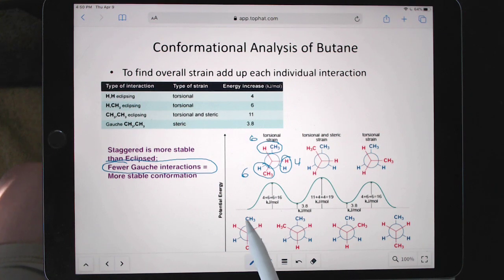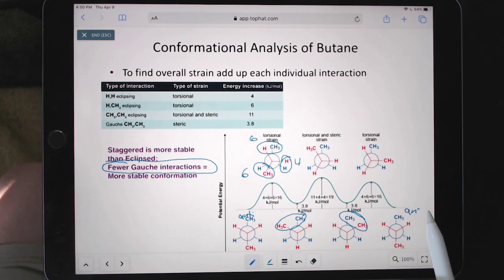Here, this is the anti, so that's going to be the most stable. But here you've got one gauche interaction, and here another gauche interaction, and then we're back to anti, because there aren't any. This version has no gauche interaction, while each of the others has one. So this is the most stable form.